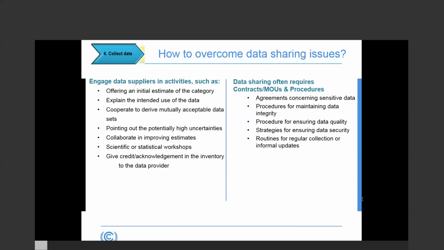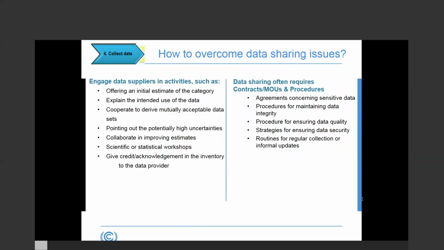Explain to your providers the intended use of the data so they are relaxed about it and confident that the data will not be misused. Cooperate to derive mutually acceptable data sets. Point out potentially high uncertainties so your providers are aware of them and make an effort to reduce those uncertainties in the future.